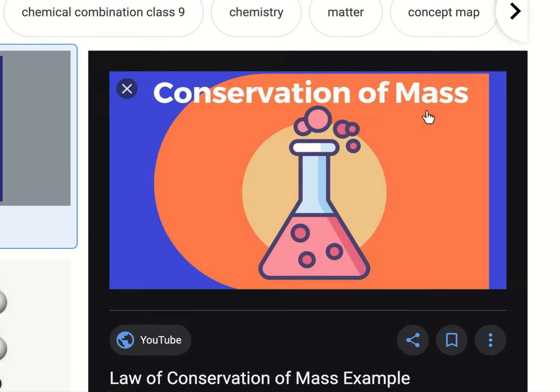The law of conservation of mass was discovered in 1789, and states that mass is neither created nor destroyed in chemical reactions, meaning the mass of any one element at the beginning of a reaction will equal the mass of the element at the end of the reaction.